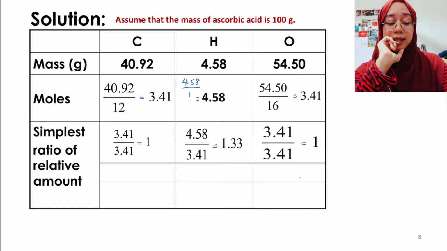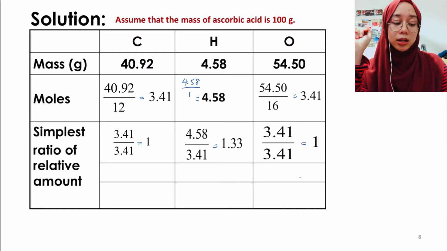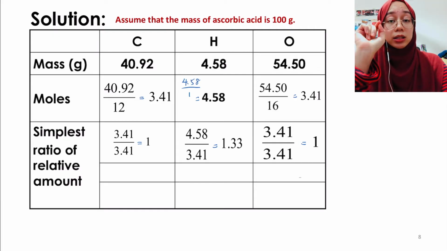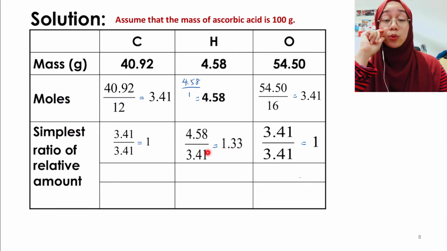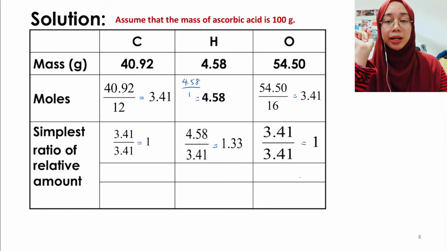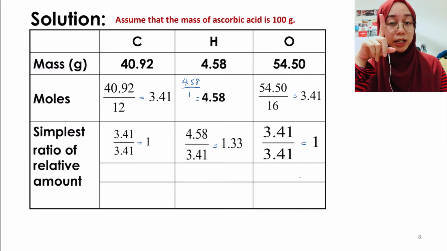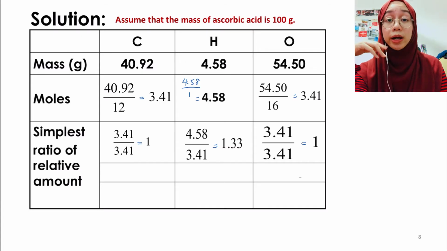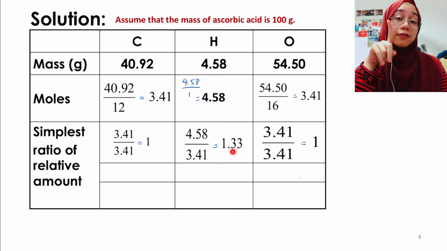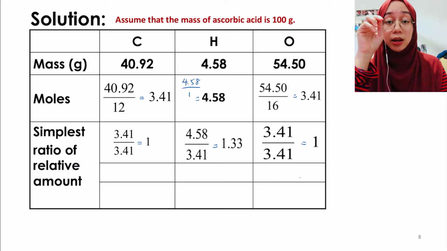Okay, but then class, in this case, our simplest ratio is somehow not in whole number. Kan? Kat sini kita ada 1, kat sini kita ada 1.33, sini kita ada 1. This one here, 1.33, dia tak mendekati pun value 1 tu, dia agak jauh. Value yang mendekati 1 adalah apabila kita cakap plus minus 0.1 lah. Okay, plus minus 0.1, you can round off. Tapi kalau 1.33, kamu tak boleh round off. Okay, don't simply round off.